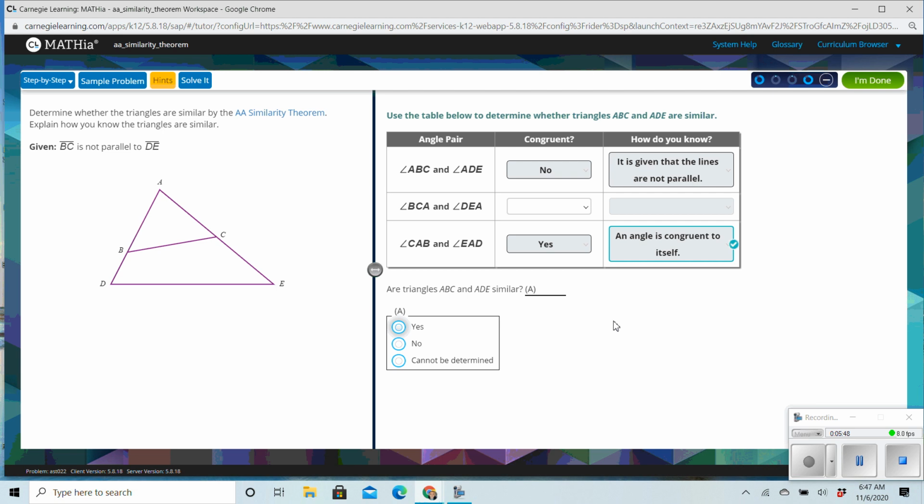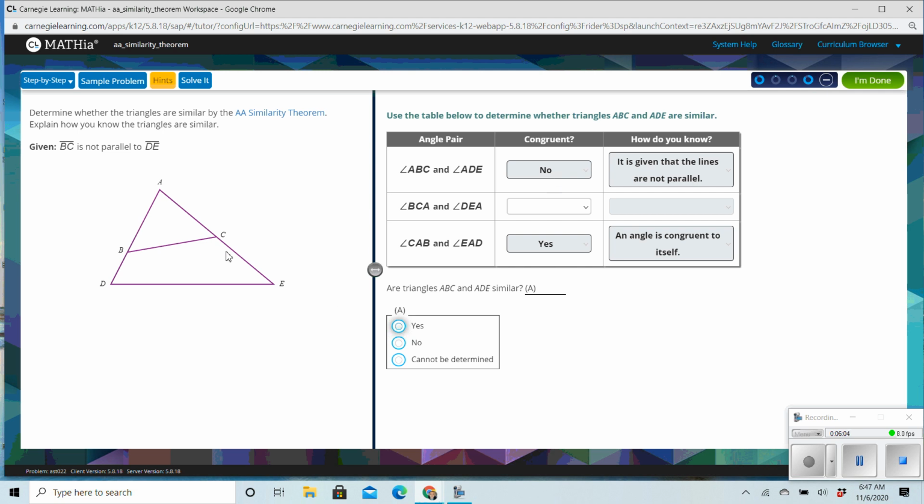Okay, but remember, in order to be able to determine whether two triangles are similar, and we're doing the angle-angle similarity theorem, we have to have two angles that are congruent. Well, right now we have one that's no and one that's yes. So let's look at this one.